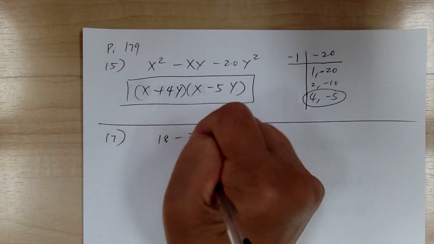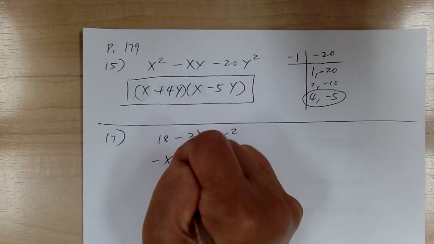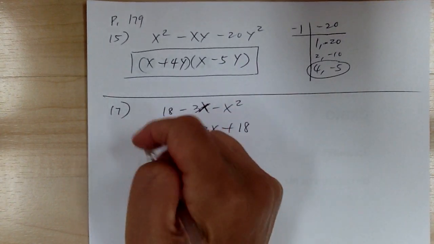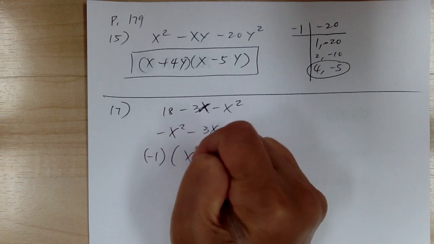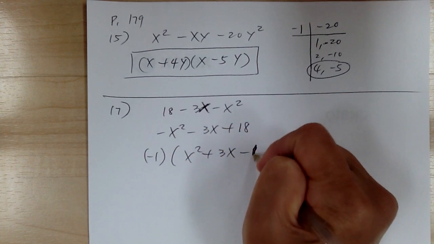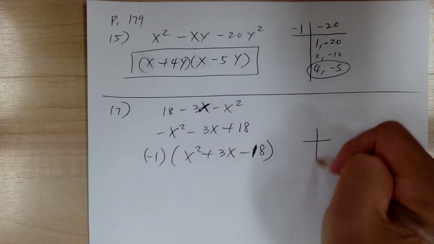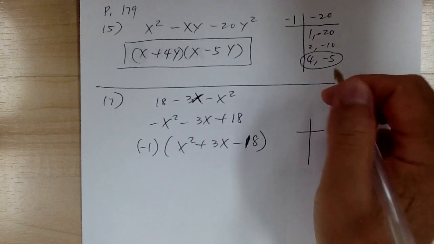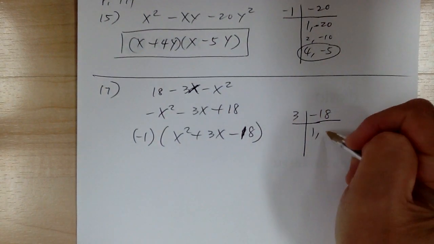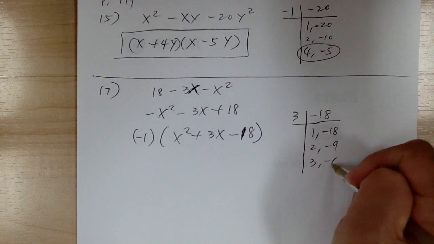At 18: negative 3x minus x squared. Okay, so you can first rearrange the terms and factor out the negative 1. Okay, double check. Then go through the steps: step 1, step 2, step 3, step 4. So you start with 1, negative 18, 2, negative 9, 3, negative 6.